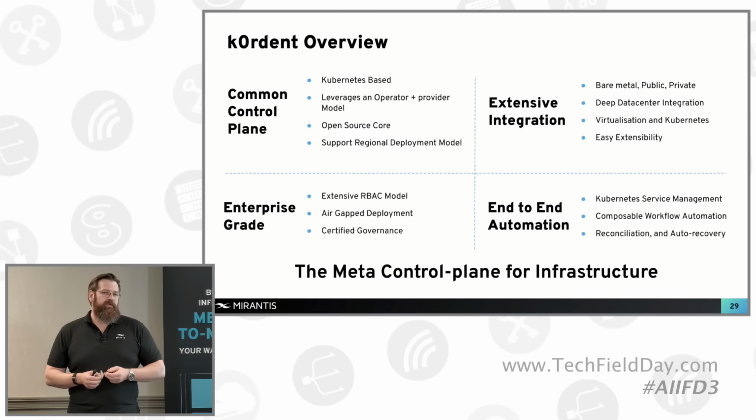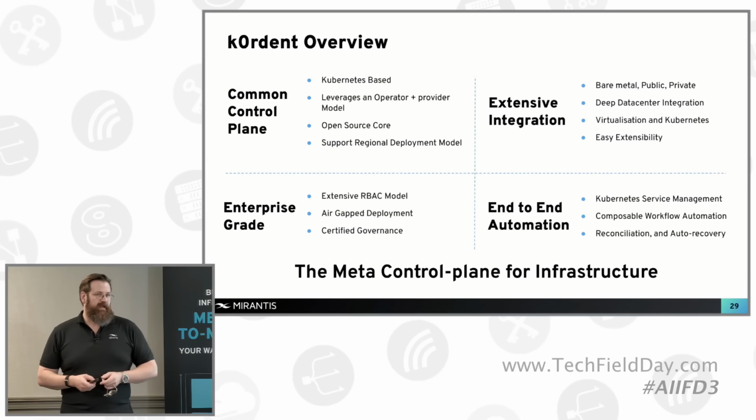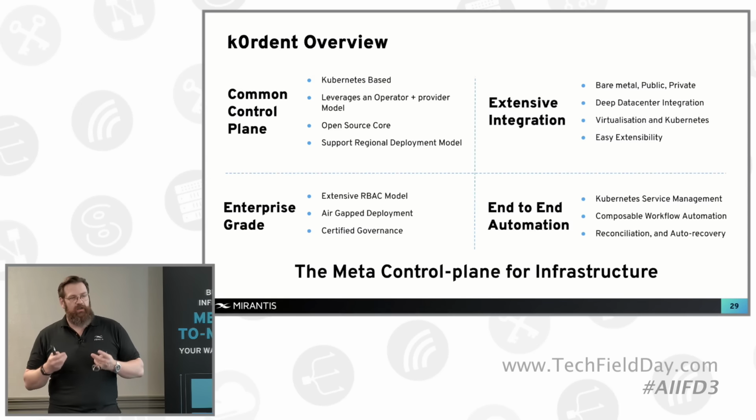Cordant also supports a regional deployment model. Essentially you have what we call the mothership controller. We'll touch on that in a moment, but then I can deploy regional controllers in different network segments, at different sites, in different clouds, to extend the reach of the control plane. So it's not an all your eggs in one basket scenario. We focus heavily on the enterprise grade. There was a question about RBAC earlier. It's very easy to take a collection of open source things and make them work.